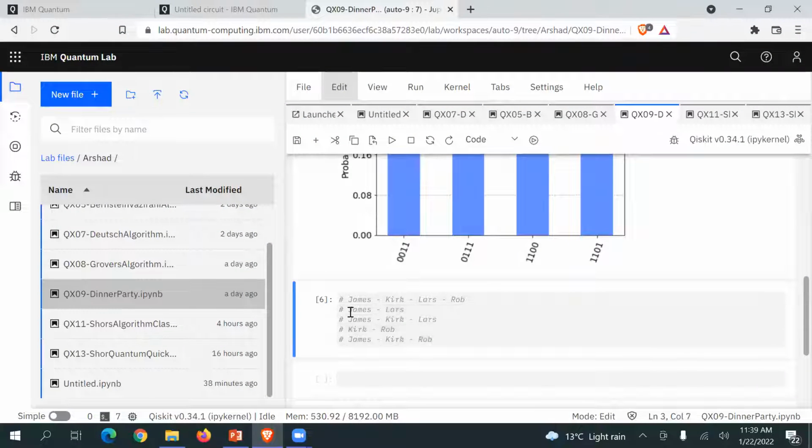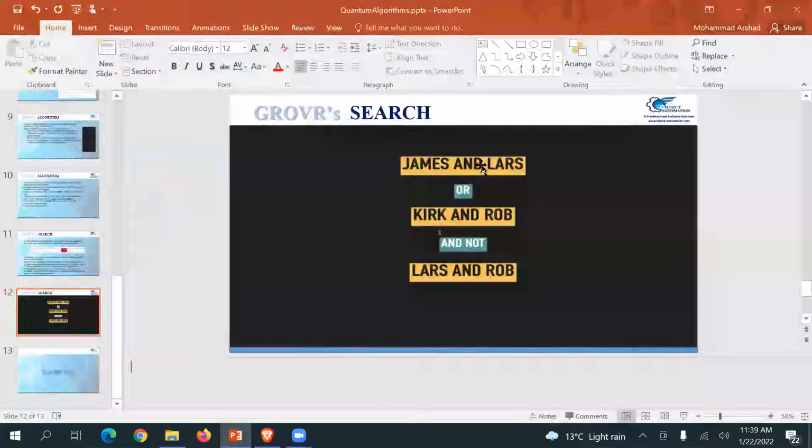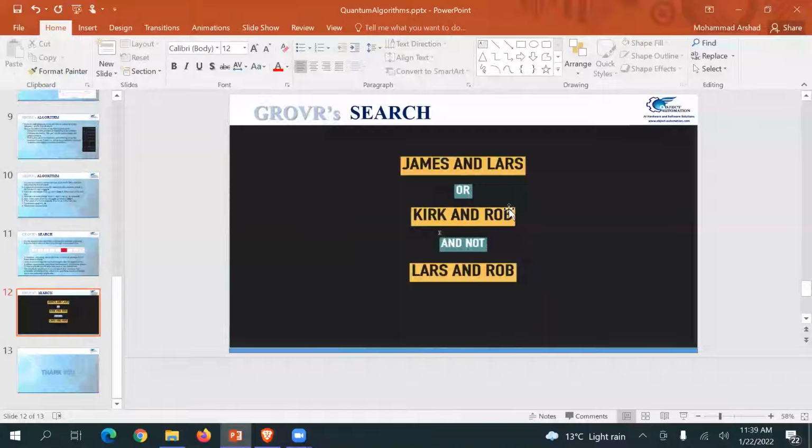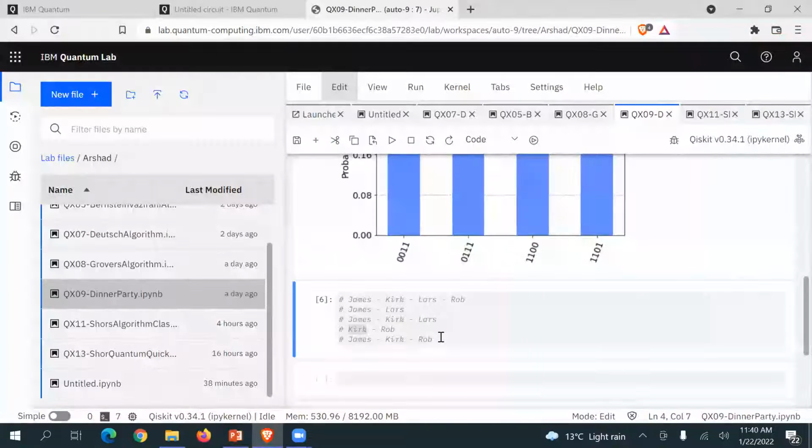In this way, either we can invite James and Lars, right? James, Kirk, and Lars. Kirk and Rob we can invite, and James, Kirk, and Rob. Correct. So in this way, we identify that these are the 4 combinations. It identifies how we can invite people to the dinner party.